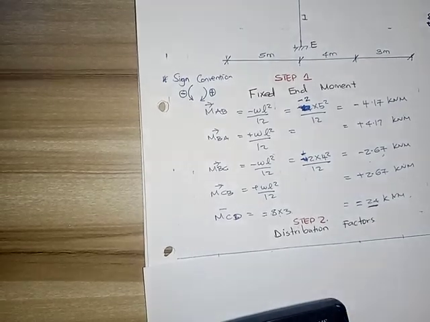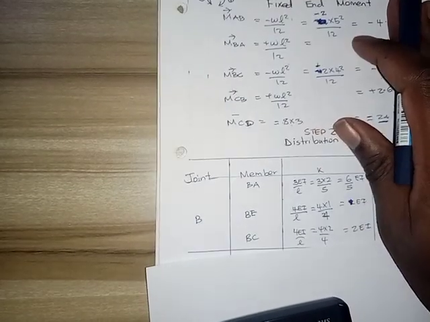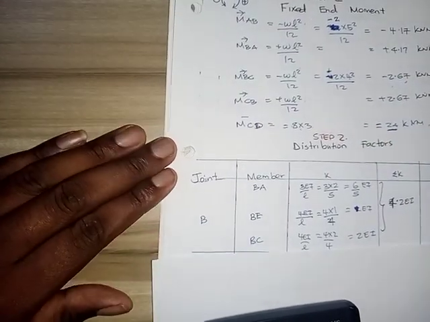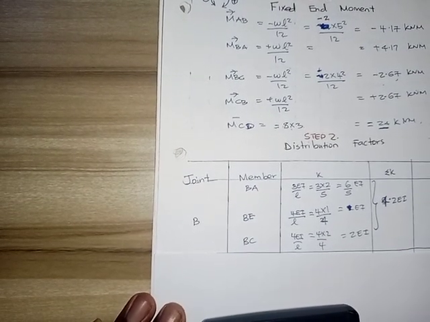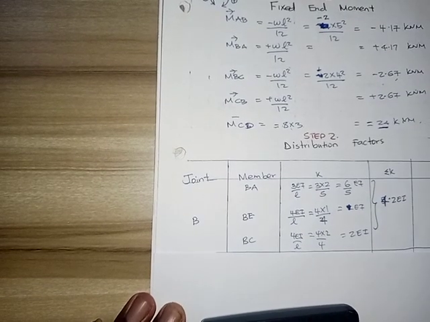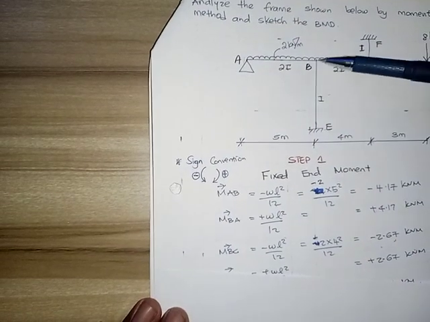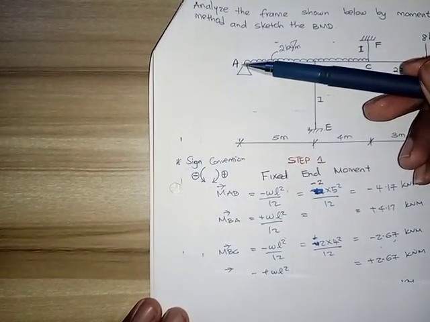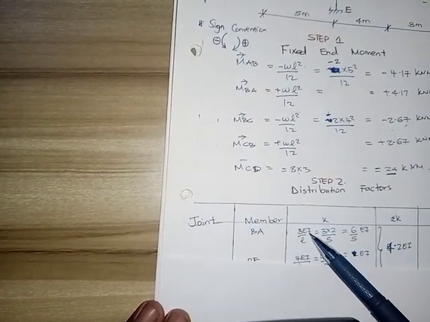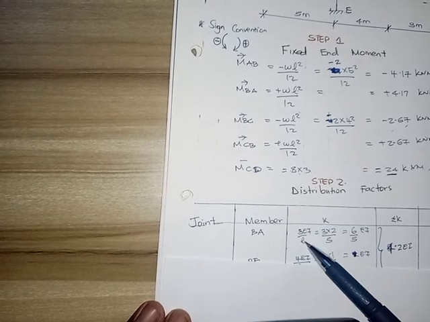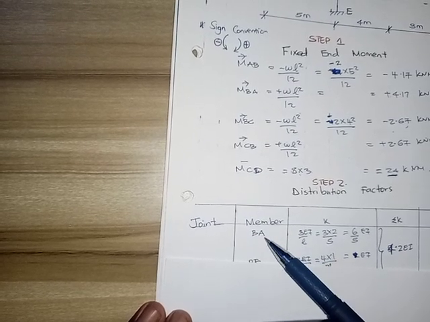And now is calculation of stiffness factors and distribution factors. So I've prepared a table like this. We'll start with joint B. So BA, if you are standing at joint B, look at the diagram here, the far end A is pinned. So the stiffness factor formula is 3EI over L, because joint support A is pinned.